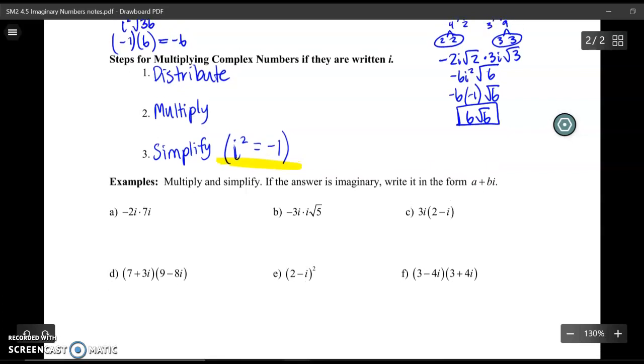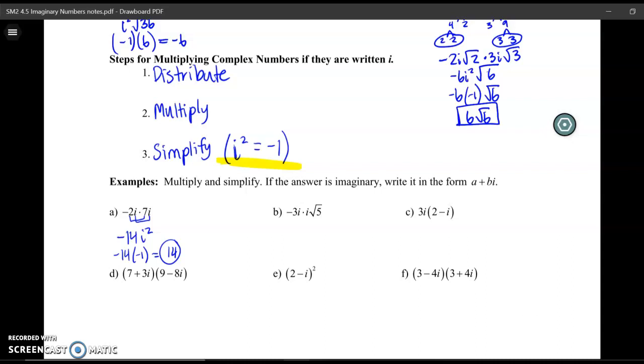So with A, I actually don't have very much to distribute. I just have two numbers that are being multiplied together. So I multiply the two real numbers together to get negative 14. Multiply the two i's together to get i squared. That i squared I can change into a negative 1. When I multiply those together, I just get a positive 14. And I'm done. Okay.